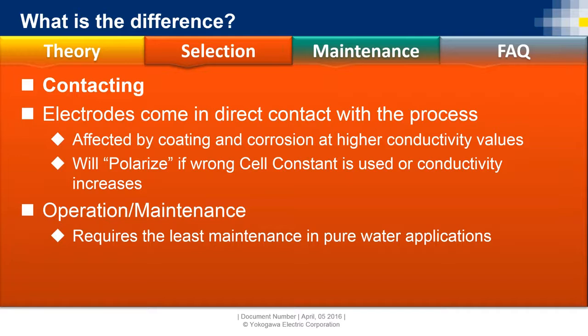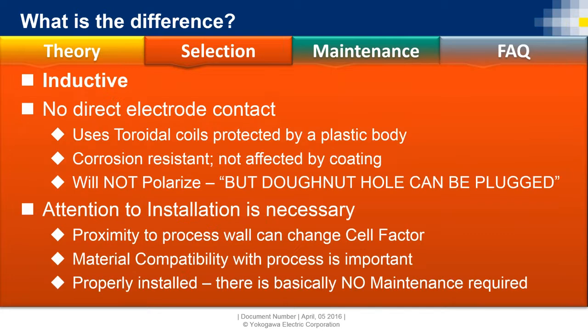You're going to have to clean them. If you've got a chemical that may attack stainless steel, you're going to have to make sure that you use a sensor that's made of a material that your process can handle. So they do require a little bit of maintenance, but for pure water, there's not that much maintenance. And inductive, like I said, because there's one sensor that does the whole range, we don't have to pay attention to which version we select. You just have to choose, most commonly, between either PEEK material or Teflon material for your process.